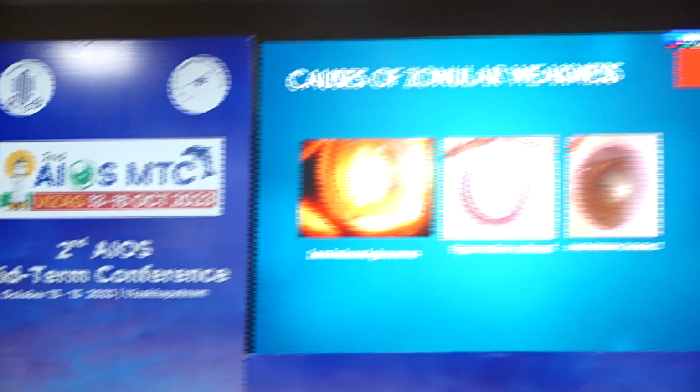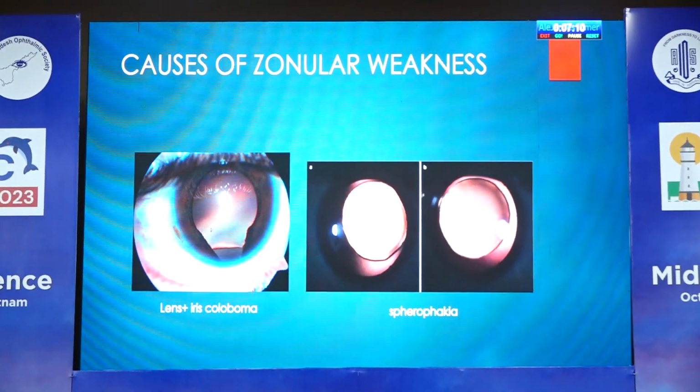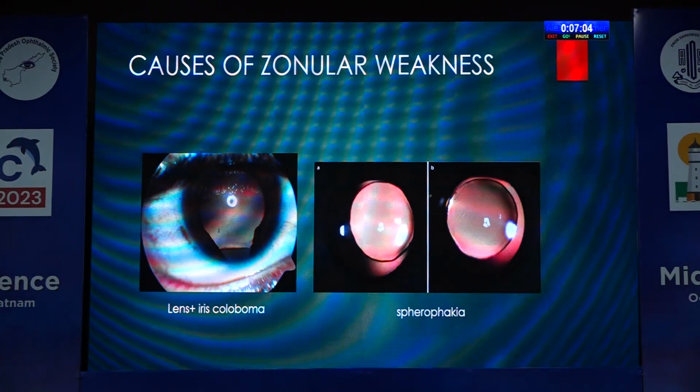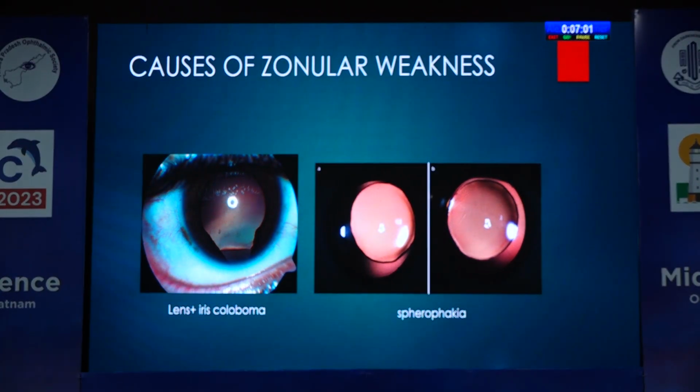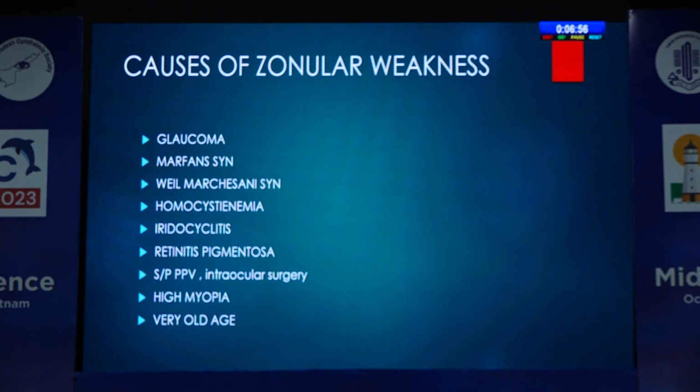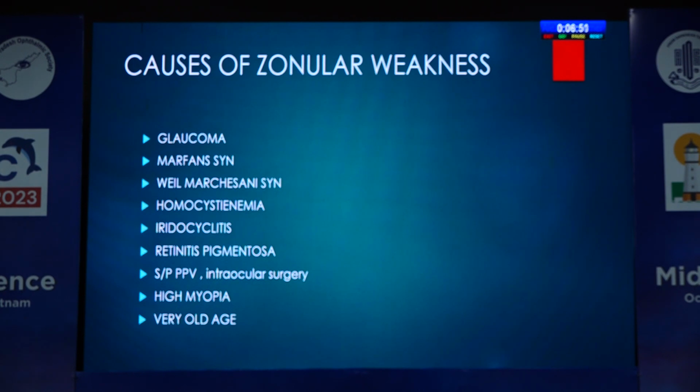Lens-induced glaucoma, both phacolytic and phacomorphic glaucoma, hypermature cataract, and hard brown cataract where the lens thickness is very high. In these cases, there will be zonular weakness. Lens and iris coloboma, spherophakia. Spherophakia is generally a bilateral condition in which zonules are seen after dilatation of the pupil. Other main causes of zonular weakness that we see in clinical practice are glaucoma, Marfan syndrome, Weill-Marchesani syndrome, homocystinuria, iridocyclitis, retinitis pigmentosa, and after a pars plana vitrectomy, intraocular surgeries like trabeculectomy, high myopes, and very old age.